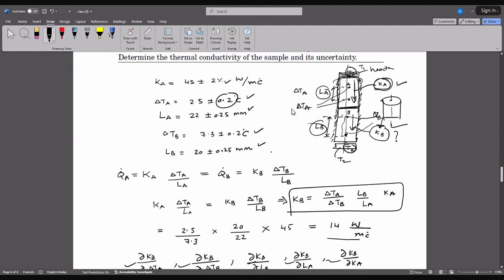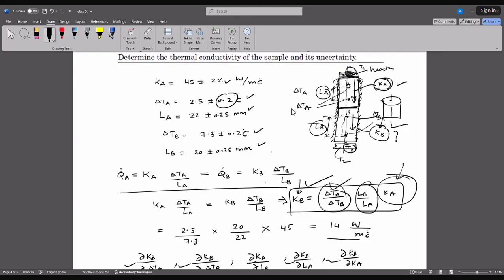Then you use Fourier's law of heat conduction to equate the heat fluxes, and from there you can actually predict Kb theoretically. All these are known parameters now. These two are known from your experiment. These are geometrical parameters, where you drilled your holes to put your thermocouples. This is already known, this is a standard material. So you can find Kb.